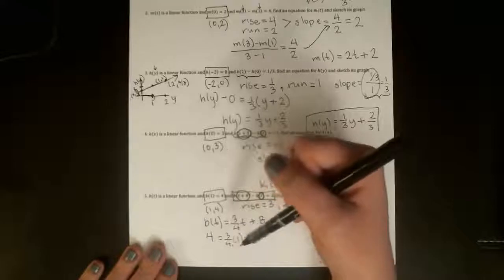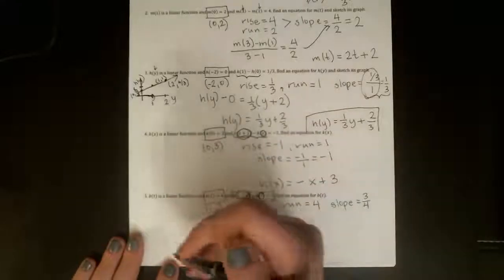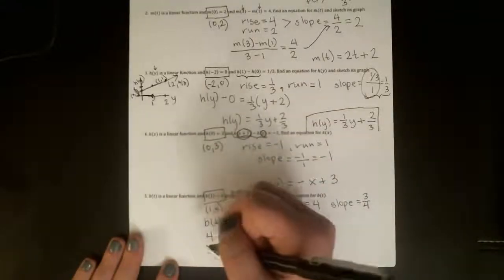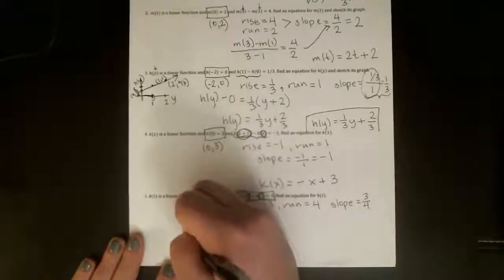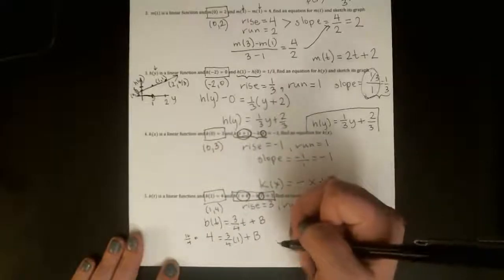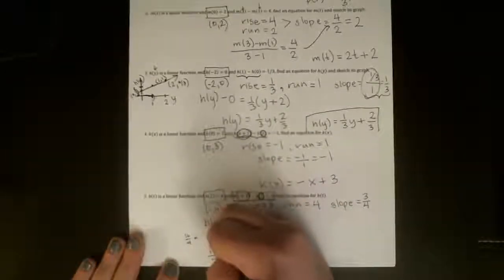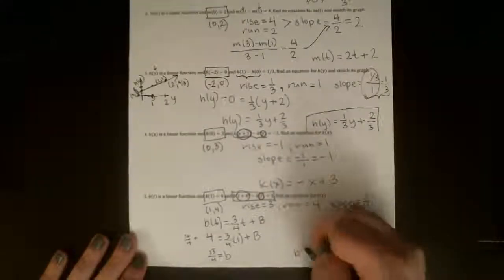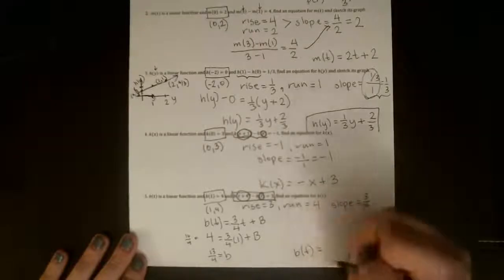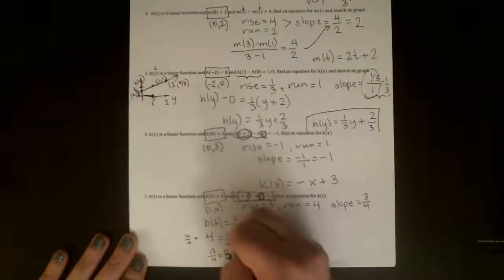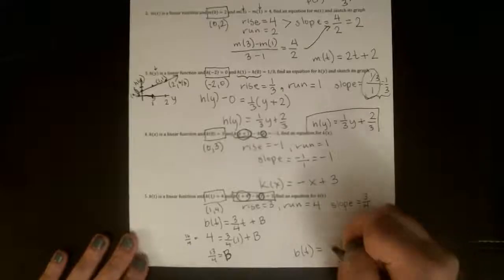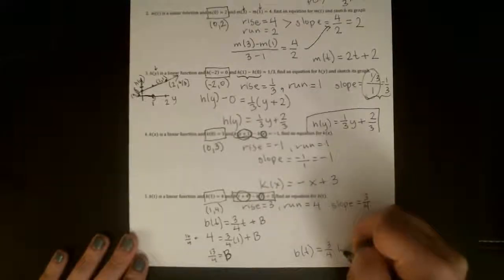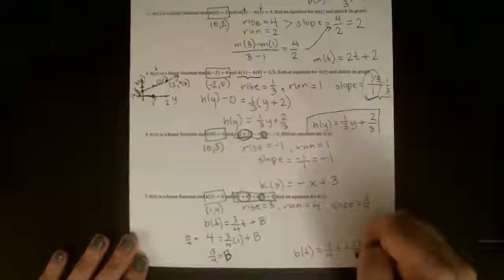Okay, so it looks like I just need to subtract 3/4 from both sides. Notice that 4 is 16/4, which means we're going to get 13/4 equal to b. Excuse me, I almost made it without coughing in your ear. So our equation is b of t, and let me not confuse this, this is a big B, is equal to 3/4 t plus 13/4.